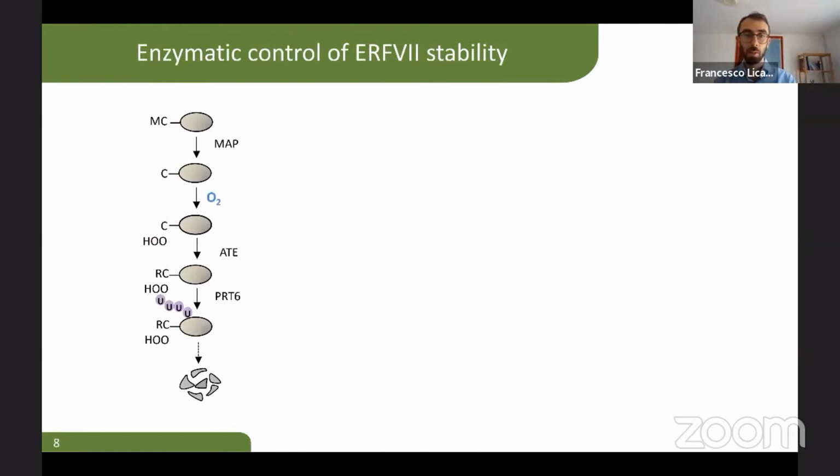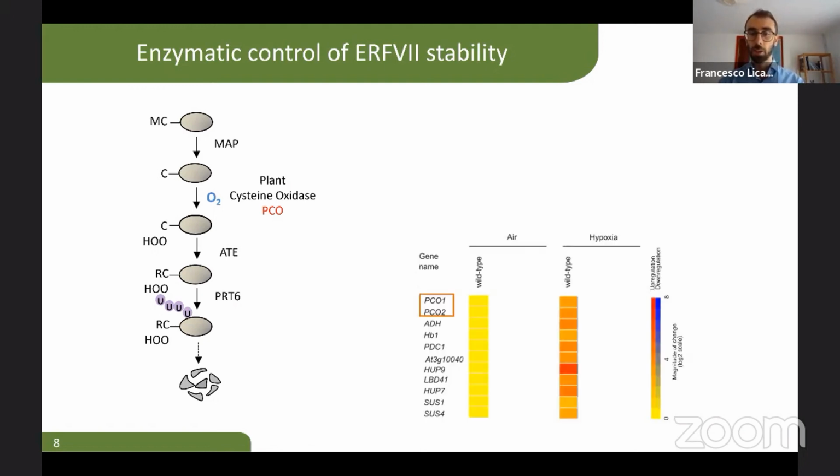A few years later, we also speculated that the oxidation event on the N-terminal cysteine might not be spontaneous, as previously suggested, but rather enzymatically catalyzed. We focused on a specific group of proteins at that time without a known function, which we putatively called plant cysteine oxidases. We were particularly interested in two of them that are induced by hypoxia, and we suspected that they might create a feedback mechanism to repress ERF7 activity.